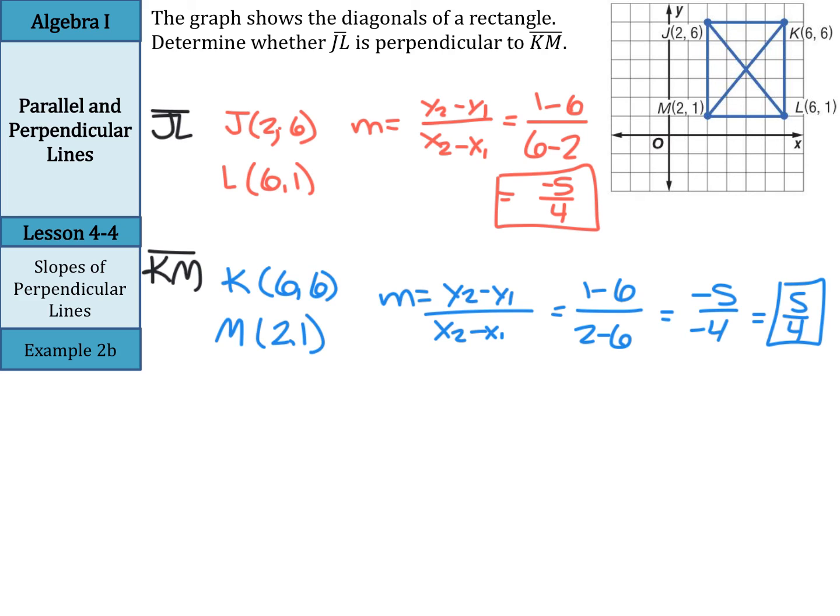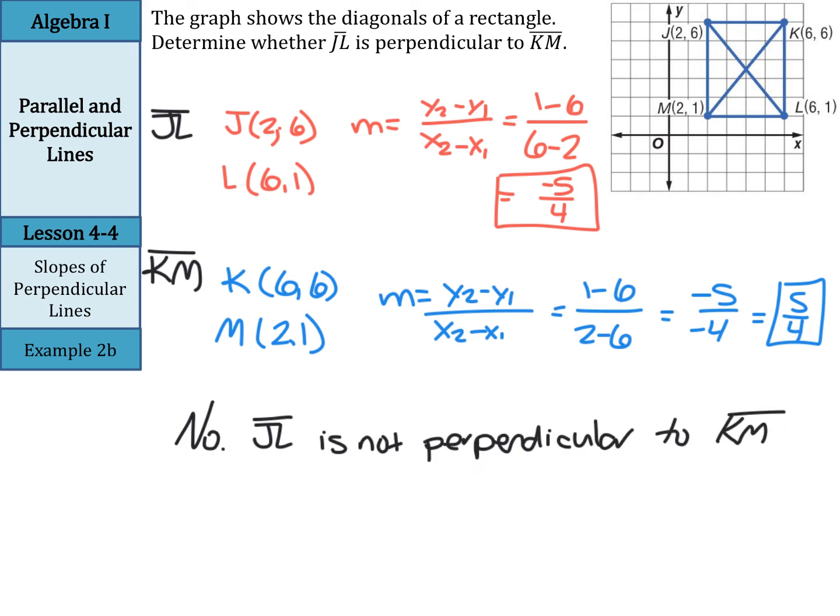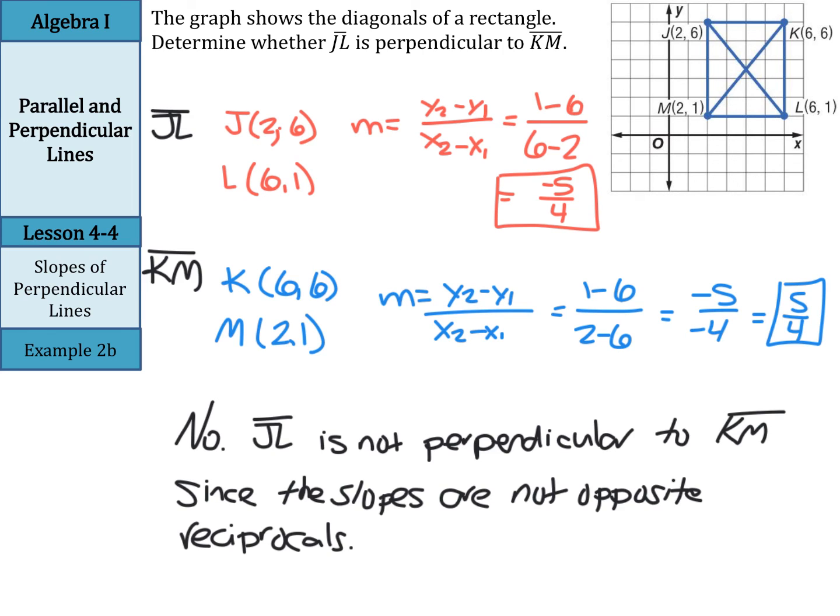For lines to be perpendicular, they need to have opposite reciprocal slopes. While negative 5/4 and 5/4 are opposites, they are not reciprocals, so our answer here is no. Segment JL is not perpendicular to segment KM since the slopes are not opposite reciprocals.